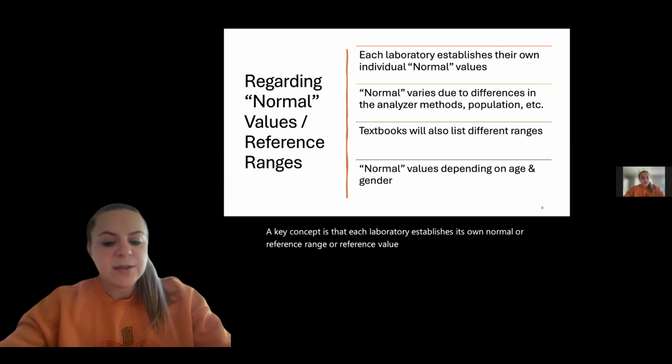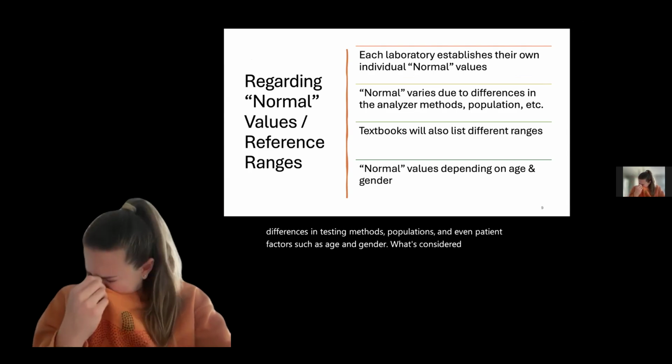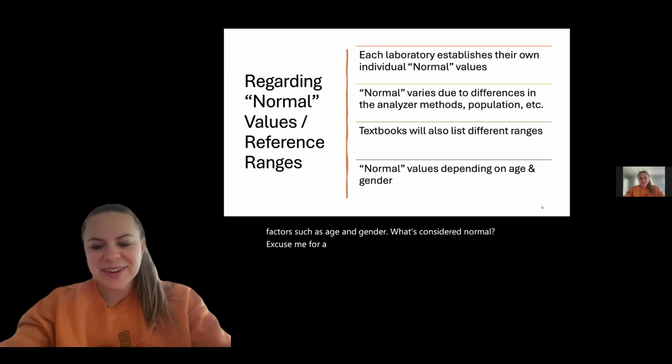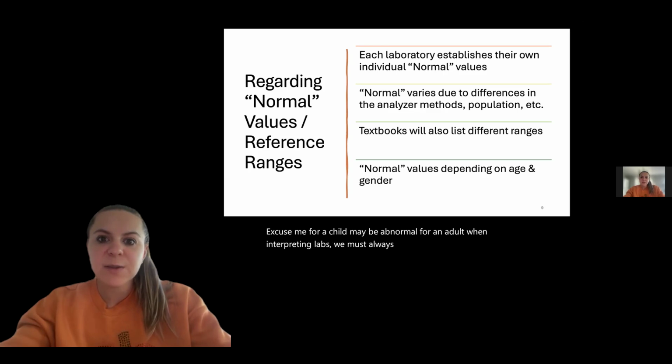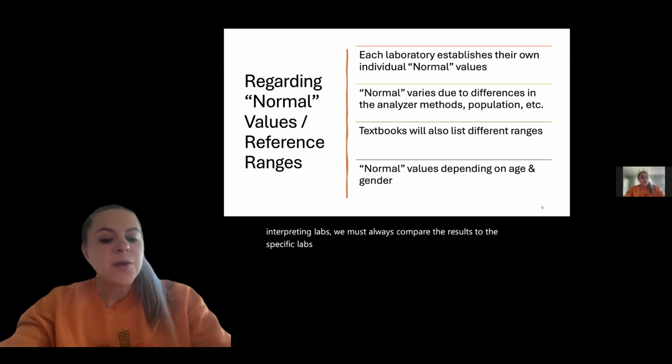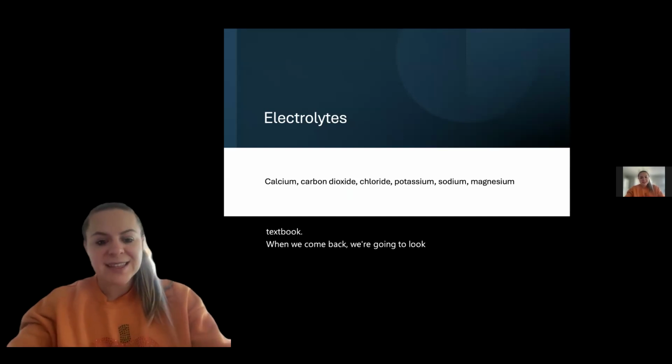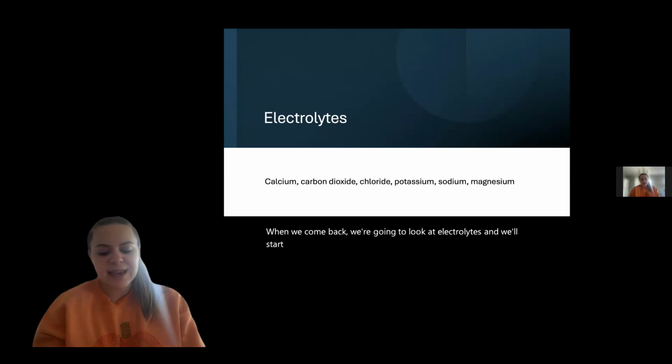A key concept is that each laboratory establishes its own normal range, or reference value. These ranges vary due to differences in testing methods, populations, and even patient factors such as age and gender. What's considered normal, excuse me, for a child may be abnormal for an adult. When interpreting labs, we must always compare the results to the specific lab's reference range rather than relying solely on a textbook. When we come back, we're going to look at electrolytes, and we'll start by looking at calcium.